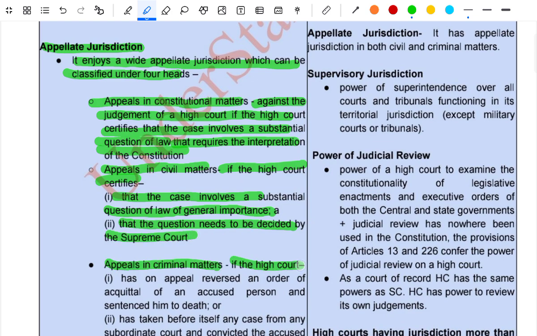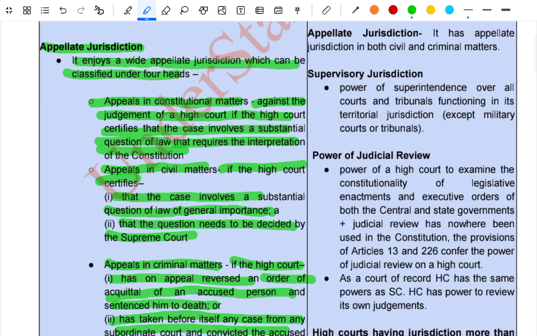If the High Court has, on appeal, reversed an order of acquittal of the accused person and sentenced him to death. Second, has taken before itself any case from any subordinate court and convicted the accused.